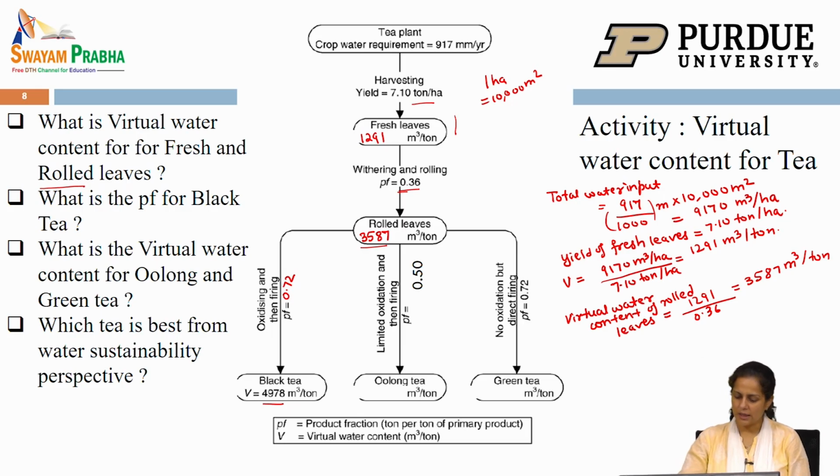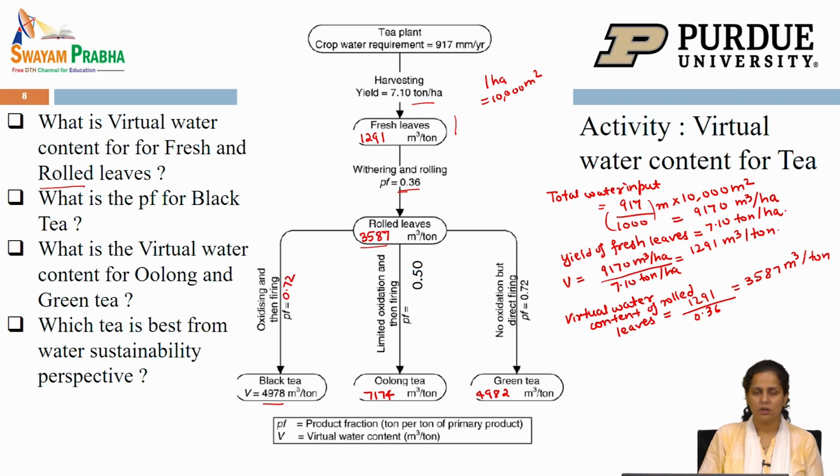Similarly, you can do all the calculations and you will get the green tea. The virtual water for green tea will be about 4982 and the virtual water for oolong tea will be about 7174 meter cube per ton. So, now that you know how to calculate the virtual water, your final question is that we can use this metric to compare the different pathways and say which product is better from the sustainability perspective for water consumption.